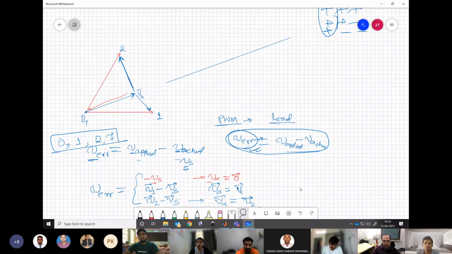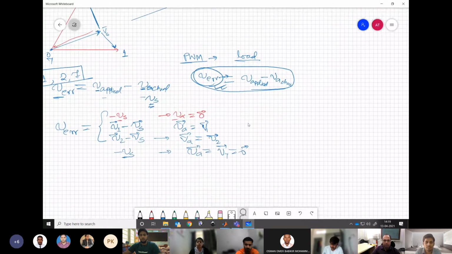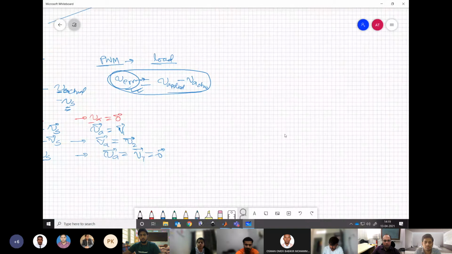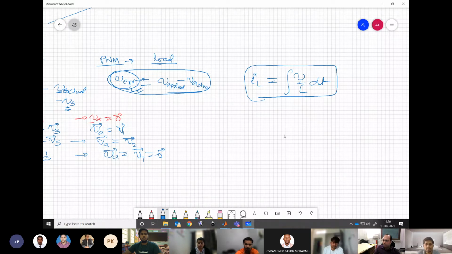Okay. So when we have any voltage error coming into our system, we know that there is going to be some current ripple associated with that. And that ripple can be computed like this, isn't it?